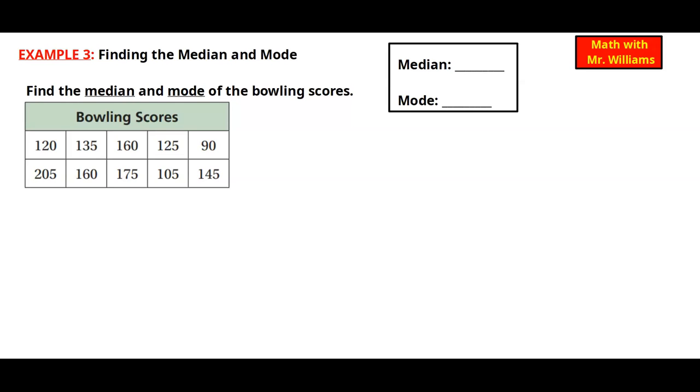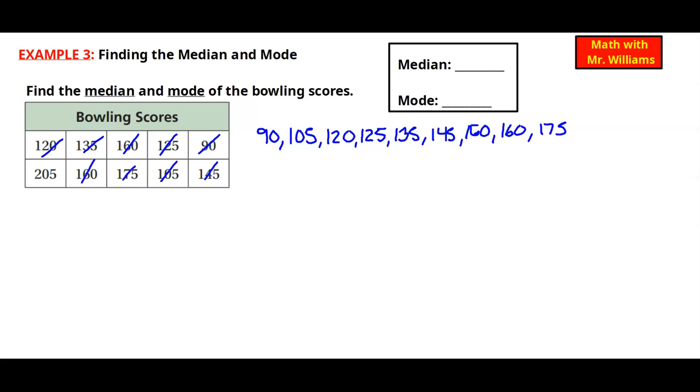So they gave us a table, and I'm going to take all those scores and put them in order from least to greatest. So the first number I see would be 90. I'm going to cross it out. The next number 105. The next number would be 120. The next number would be 125, followed by 135, then 145, followed by 160, and another 160, then 175, and lastly 205. That puts our numbers in order from least to greatest.